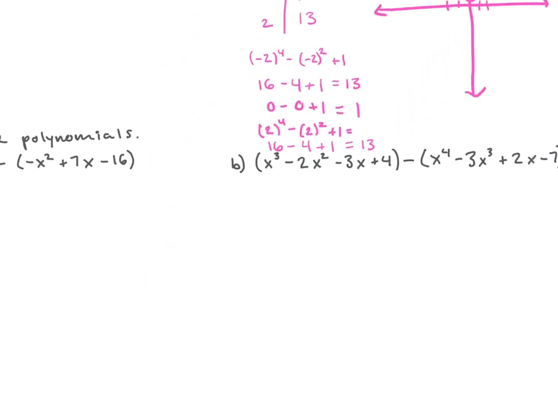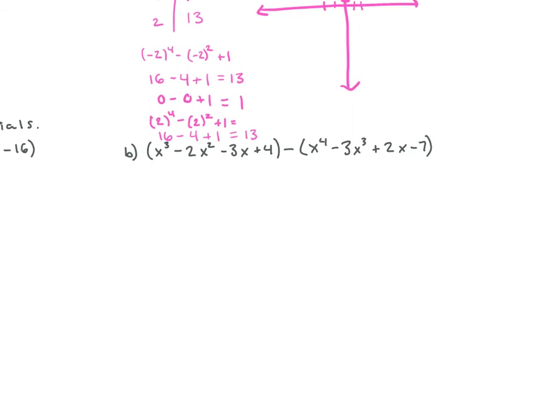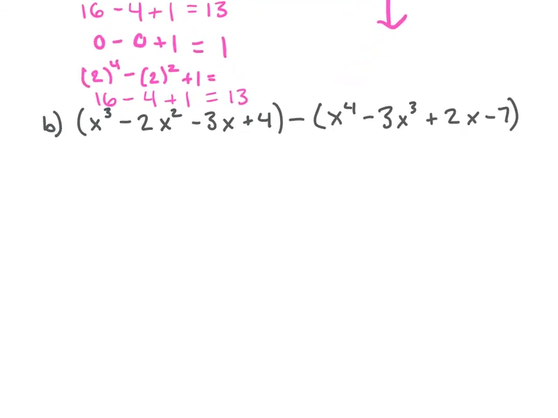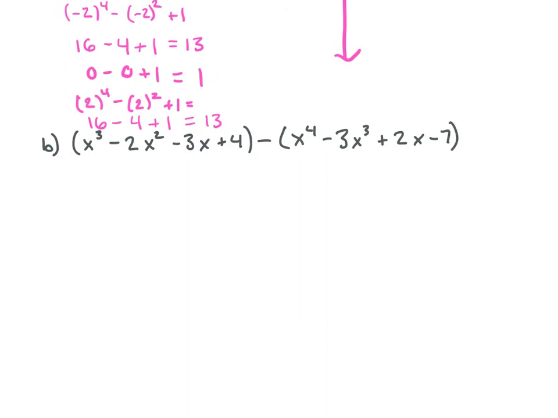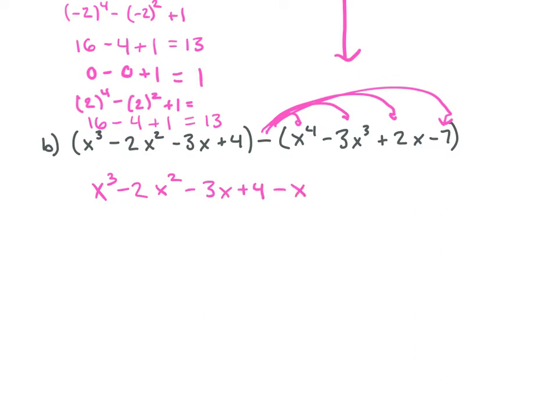All right, let's do number 4, part B. So our goal here is to combine like terms and distribute the negative. First thing we need to do is distribute the negative. So I like to rewrite it just to make sure we don't make any sign errors. So this becomes negative x to the 4th, positive 3x cubed, negative 2x, and positive 7. So we just change the signs of everything after the minus sign.